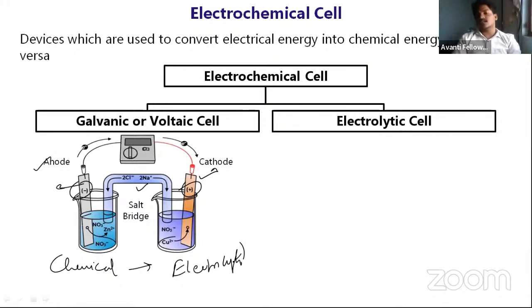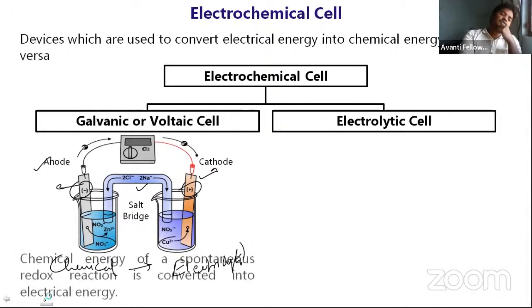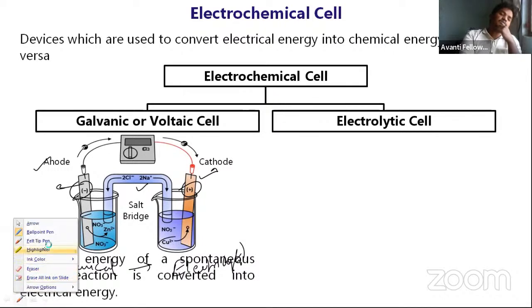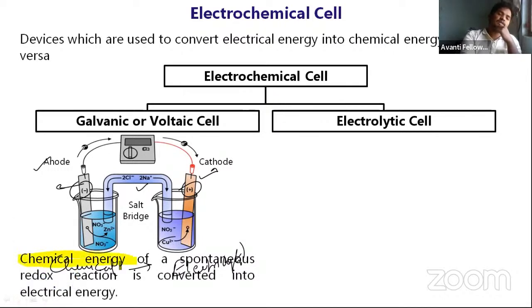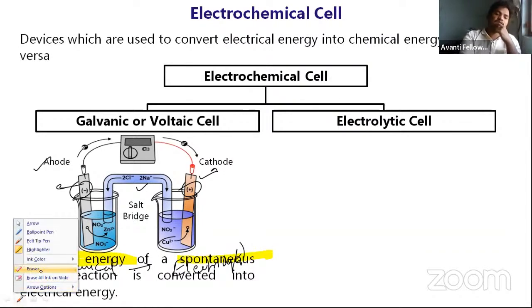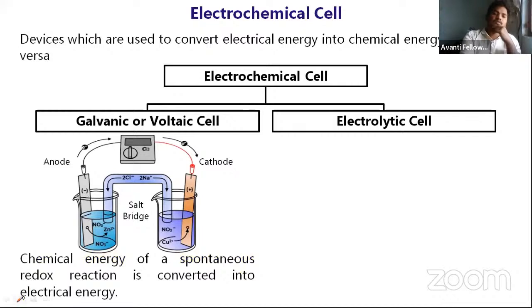A galvanic cell or voltaic cell is used to convert chemical energy to electrical energy. Just now I told you it is used for the chemical energy of a spontaneous reaction. The chemical energy of a spontaneous reaction is converted into electrical energy. That is what we need to know, right?